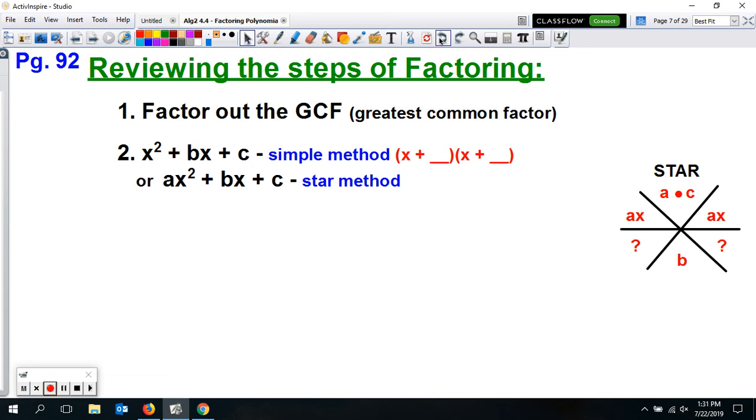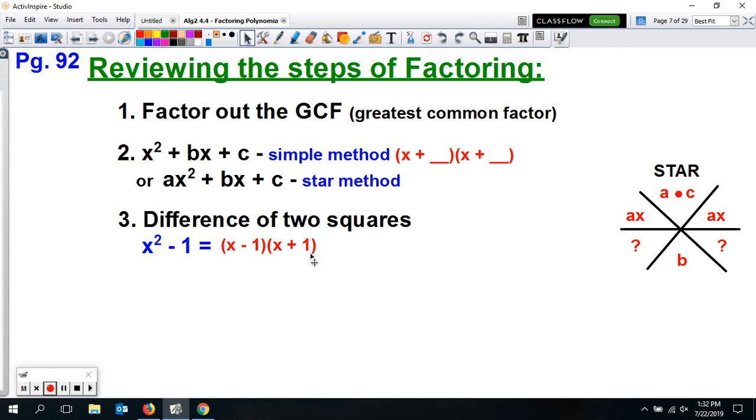If there's a binomial, then it could be a difference of two squares. So you have to look to see, is it a difference of two squares? Are the two terms perfect squares, and is there a difference between them, a minus sign in between them? If it is, then you can factor it into two binomials. This would be x minus 1, x plus 1. You'd break apart the x squared again, so you'd break this apart evenly.